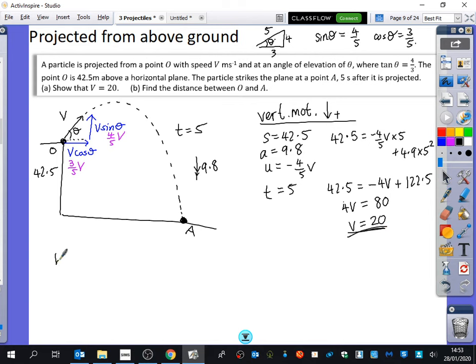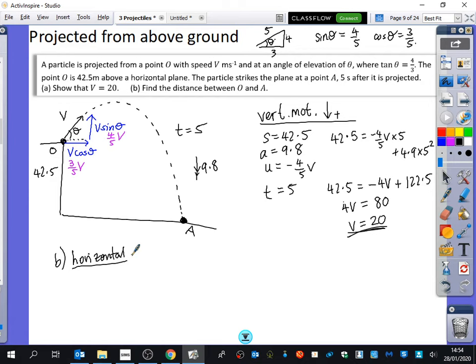Now, we've already considered the vertical motion. We've obviously got to do the horizontal motion, because with these questions, if you only do one and not the other, you've failed the question. You will not be successful if you only consider one of them throughout the whole question. So we're going to have a look at horizontal. Please always write what you're doing.